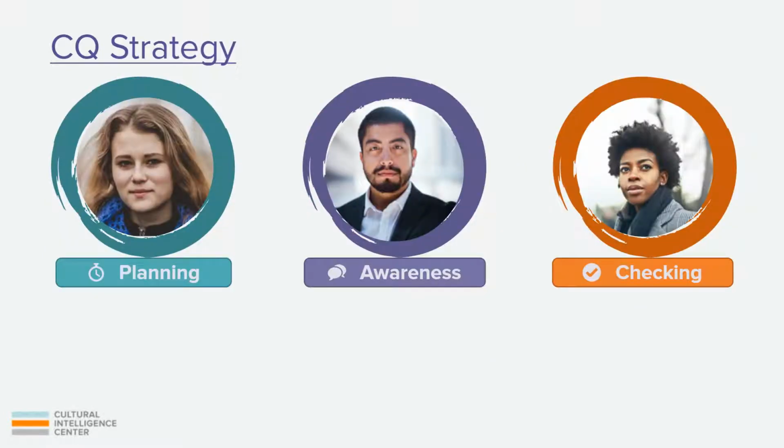Now that you have practiced identifying and responding to bias, let's dig a little deeper to build skills to apply CQ strategy to real-world scenarios. CQ strategy is your awareness of bias in yourself and others, and your ability to plan to consciously avoid the application of bias. It consists of three parts: planning, awareness, and checking.